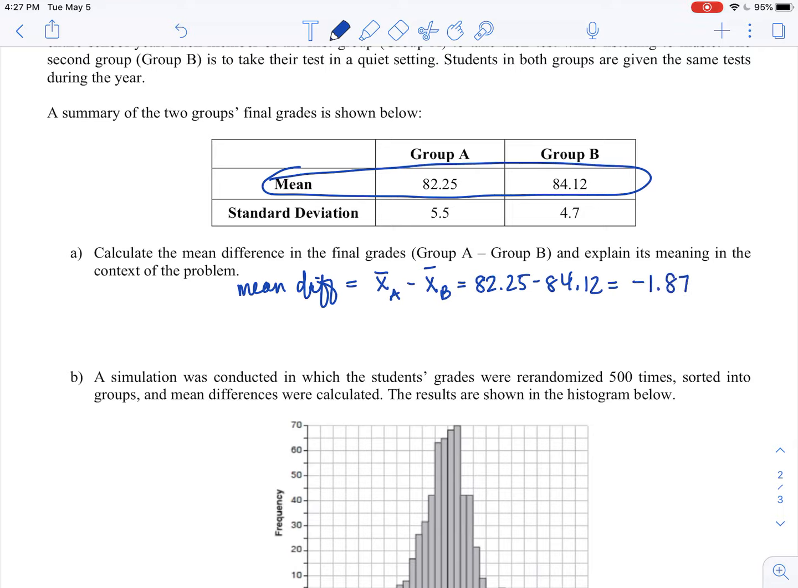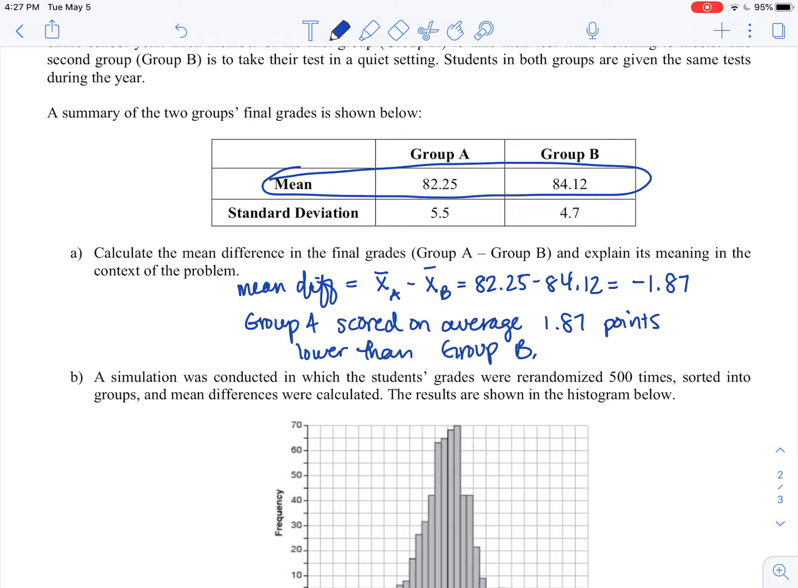So what does that actually mean? It means Group A scored on average, and again, this is an average because you're talking about many people grouped into one statistic, 1.87 points lower than Group B. So when you look at that, you must go, oh, okay, well, clearly Group A was impacted by either listening or not listening to the music because they scored almost 2 points lower. But the idea is maybe that 2 points is just based on the way the two groups were made. Maybe it doesn't have to do anything with the music.